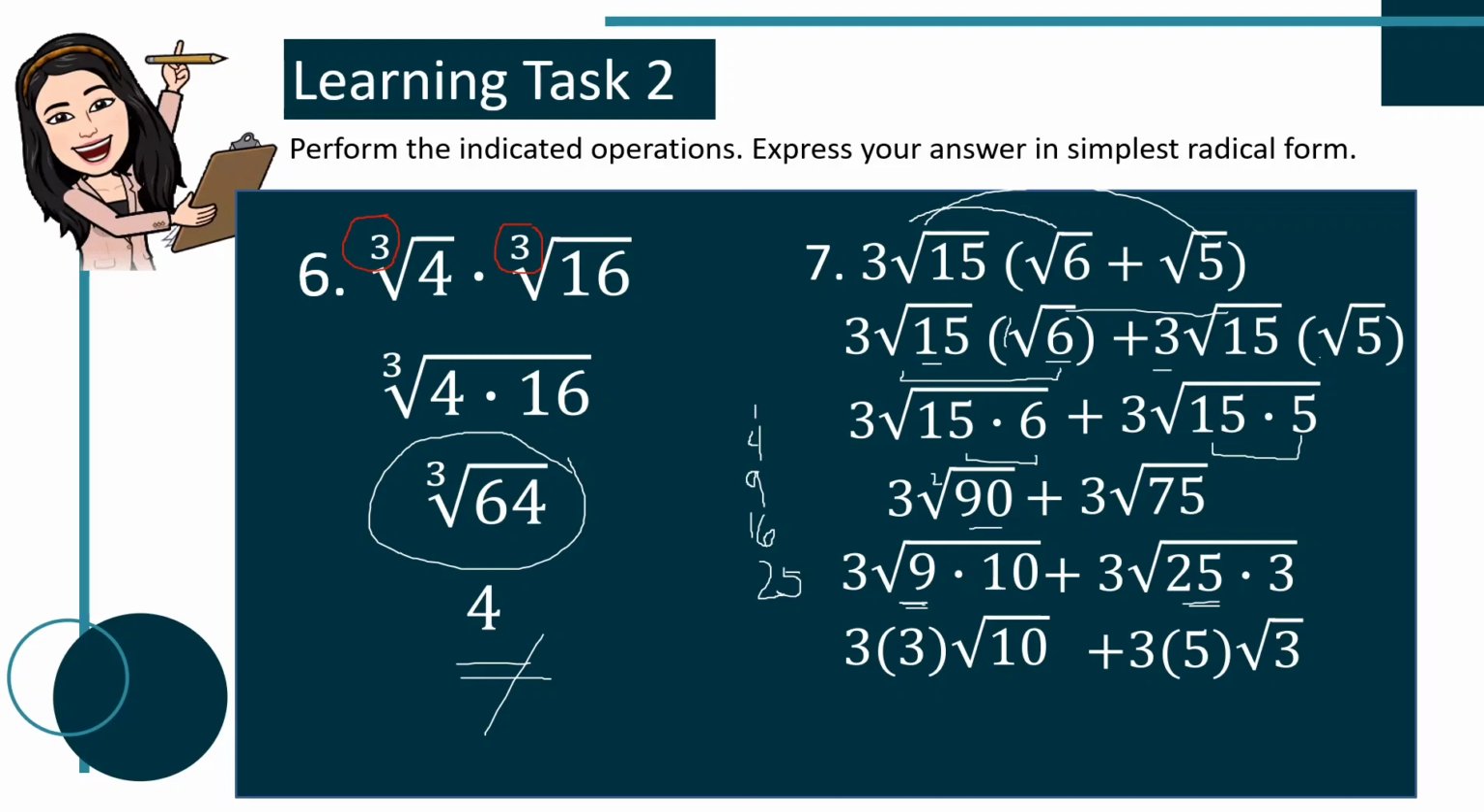Maliwanag? Then, simplify lang natin. What is 3 times 3? 9. Then copy square root of 10. 3 times 5, 15. Copy square root of 3. Pwede ba siyang pagsamahin? Pwede ba natin i-combine? Okay, hindi po, since they are dissimilar radicals, hindi sila magkatulad. So therefore, this is already our final answer.